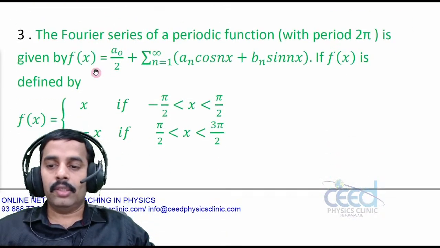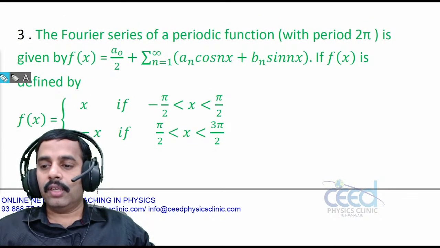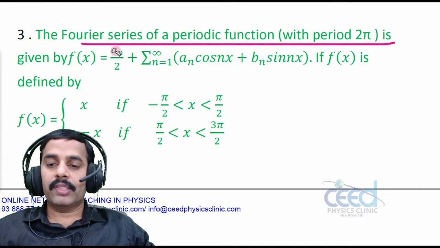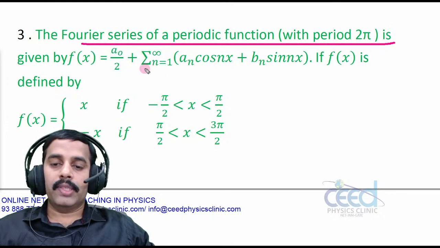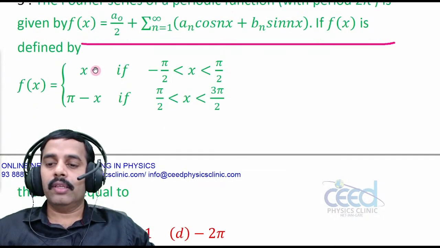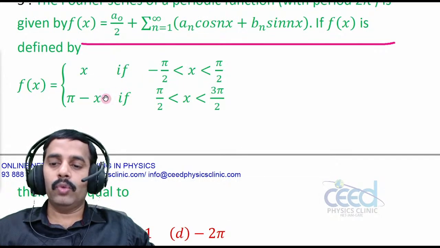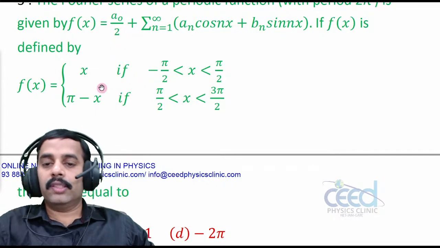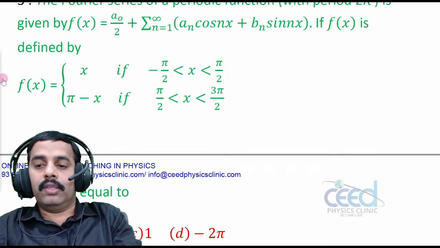Now we have another question here. The Fourier series of a periodic function with period 2 pi is given by f of x equal to a0 by 2 plus sigma n equal to 1 to infinity of an cos nx plus bn sin nx. If f of x is defined as x in the interval minus pi by 2 to pi by 2, and pi minus x if pi by 2 is less than x less than 3 pi by 2, right? So to do this we have to find the integral, right?